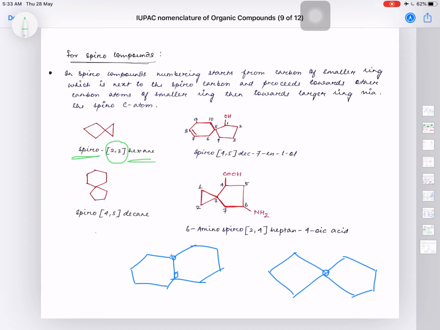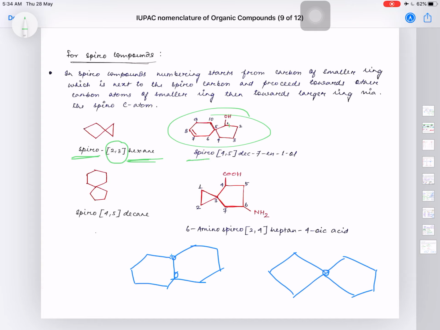So this one is spiro. On the left-hand side you have 3 carbons and on the right-hand side 2, so it is spiro 2,3 hexane. Okay, the smaller number is written first, then the larger number. Okay, in this second example, you see it is a 6-member ring and a 5-member ring. So first we will start numbering from the 5-member ring, means the smaller ring. Okay, for spiro compounds you always start numbering from the smaller ring. And in bicyclic compounds we started numbering from the bridging carbon atoms.